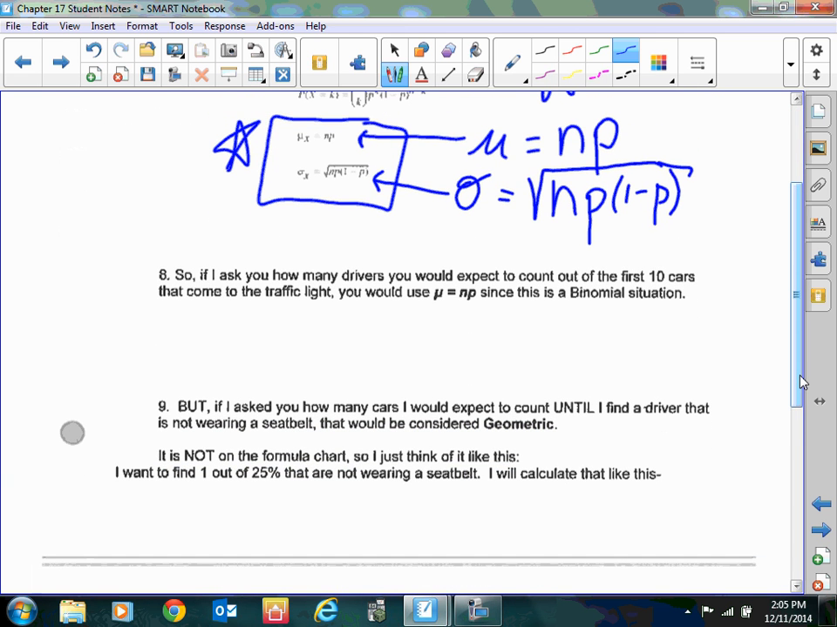If I ask you how many drivers you would expect to wear a seatbelt, I'm going to say something here, that's missing. It needs to have something in there like that. So if I ask you how many drivers you would expect to wear a seatbelt out of the first 10 cars that come to a traffic light.